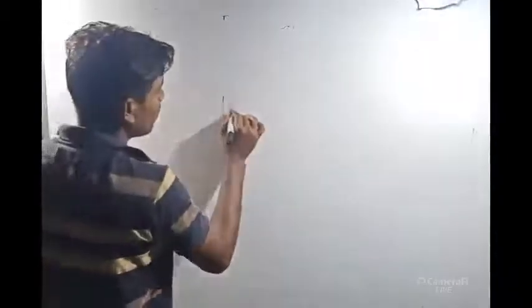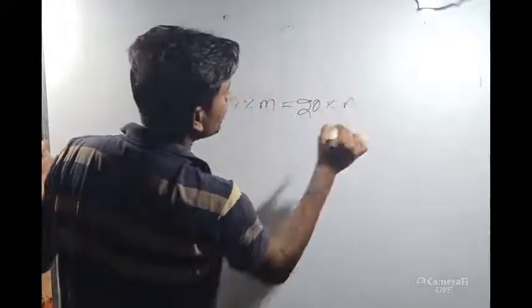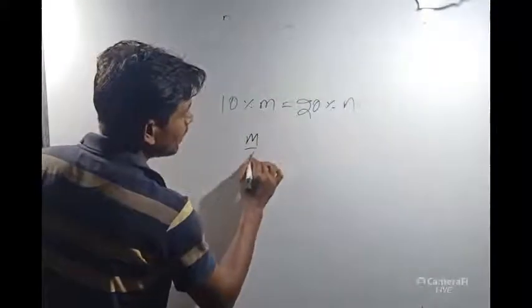Now, m% of n is the same as 20% of n. 10% of n equals 20% of n. Then find m by n.